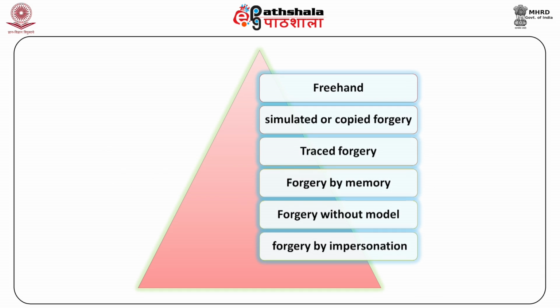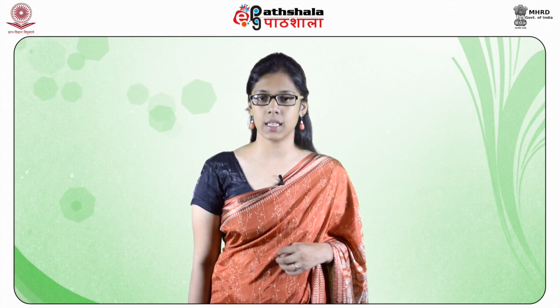Types of forgery. For the purpose of the subject of identification and comparison of signature and writing, forgeries may be classified as freehand, simulated or copied forgery, traced forgery, forgery by memory, forgery without model, or forgery by impersonation. Simulated forgery. A successful simulation of a signature involves a double process. The successful forger must discard all of his or her own habits and at the same time assume those unfamiliar characteristics of another writer. Writing is not just one or two simple habits, but a multitude of habits which vary in complexity and which are routinely woven together into an intricate pattern.